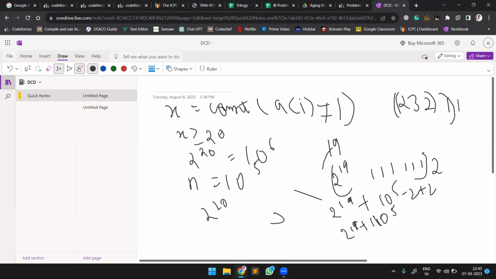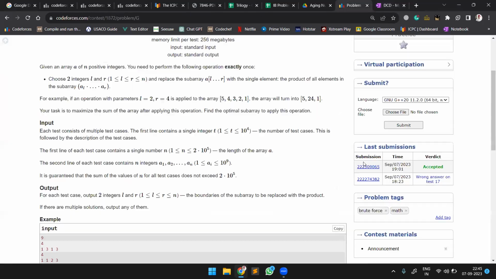So what I can do is I can apply brute force. I can take the pair of all the numbers. So x is less than or equal to 20. So there are less than or equal to 20 numbers which are not equal to 1. So I can take every pair of these numbers and I can take the product in between and I can check the sum. So I can just apply the brute force and can take the maximum sum, and accordingly I can just take the range of the numbers. So the algorithm is quite simple. I can show you my code.